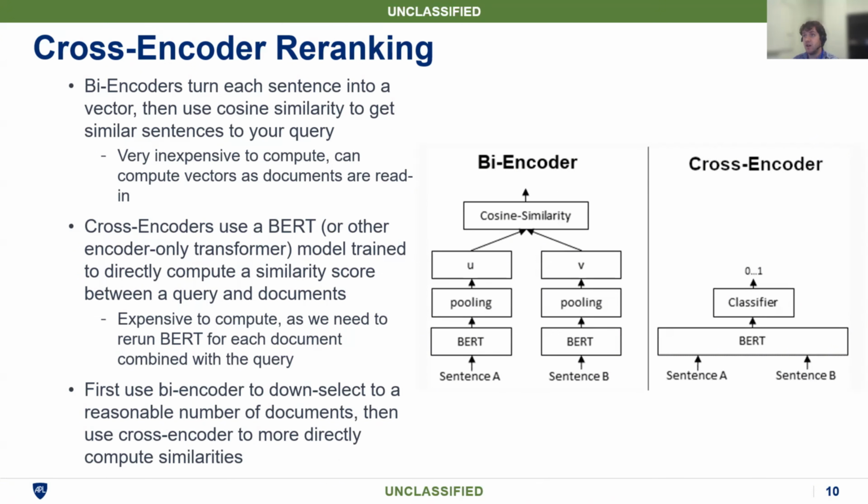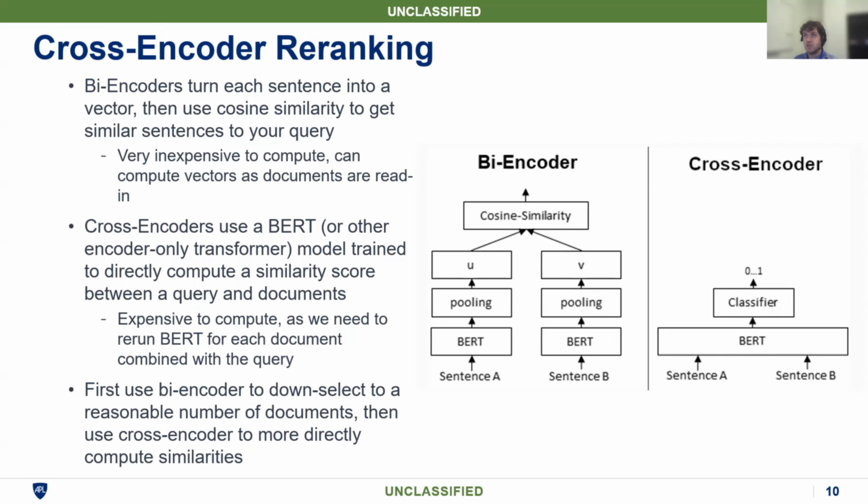Cross-encoders use BERT or another encoder-only transformer model trained to directly compute a similarity score between a query and documents. And this is expensive to compute because basically you need to rerun BERT for each document combined with the query, because the query changes every time, so you need to rerun BERT on it. So what we actually use is a hybrid approach. It kind of does the best of both worlds.